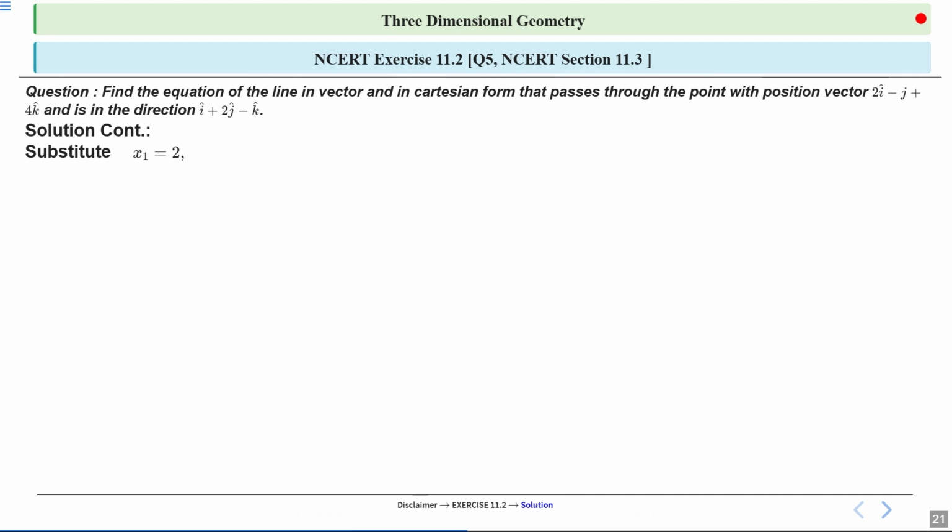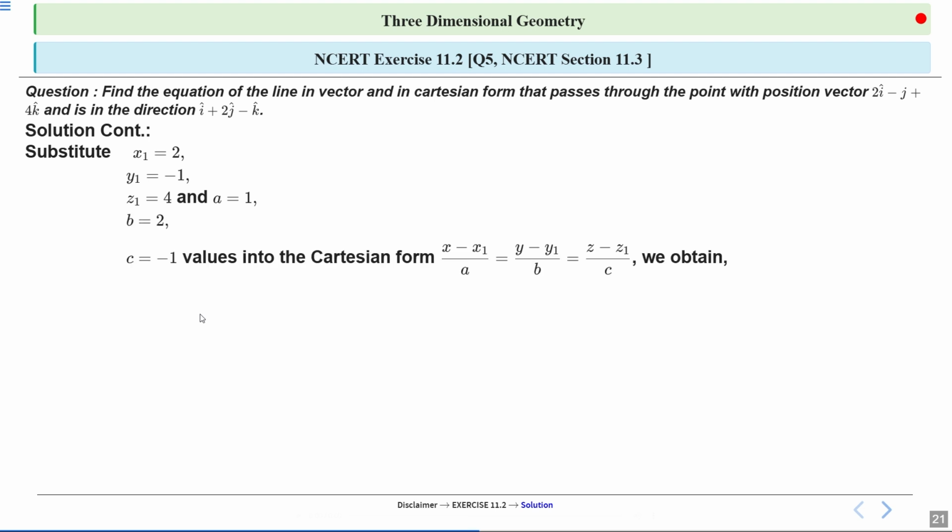Now substitute x1 equals 2. Next, substitute y1 equals minus 1 and z1 equals 4 and a equals 1. And substitute b equals 2. And then substitute c equals minus 1 into the Cartesian form, x minus x1 divided by a equals y minus y1 divided by b equals z minus z1 divided by c. And then we obtain x minus 2 divided by 1 equals y plus 1 divided by 2 equals z minus 4 divided by minus 1.